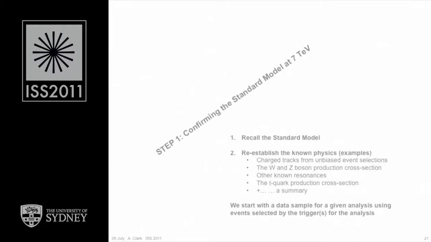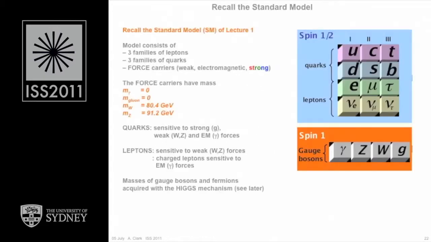So let's just remind ourselves. We have the Standard Model. We have the quarks and leptons. Here are the quarks, here are the leptons. We have the gauge bosons: gamma, Z, W, gluons. And the gauge bosons have mass 0 except for the W and Z. The quarks are sensitive to strong interactions as well as to weak and electromagnetic interactions. The leptons are not sensitive to strong interactions. They're sensitive to weak interactions. And the charged leptons are sensitive to electromagnetic interactions.